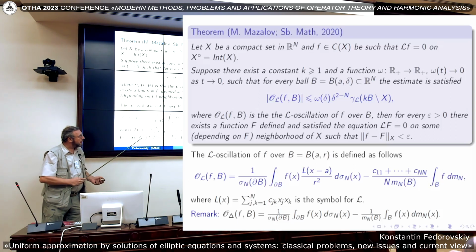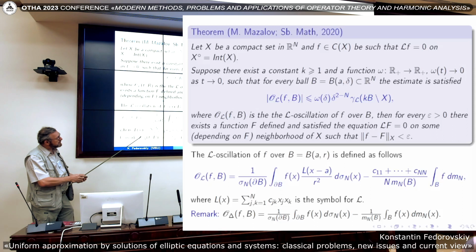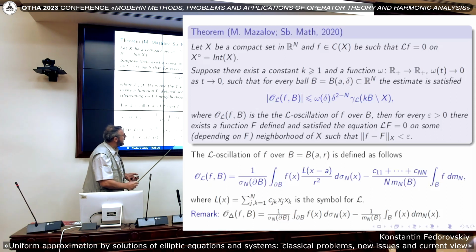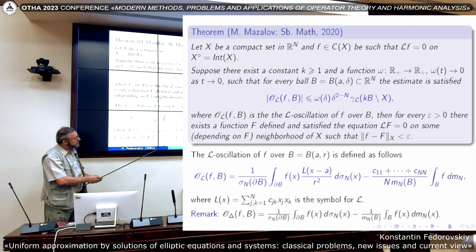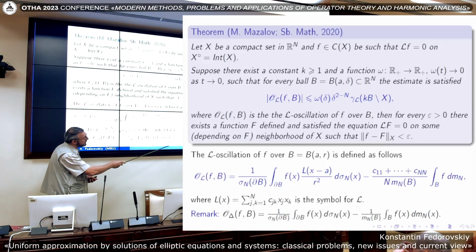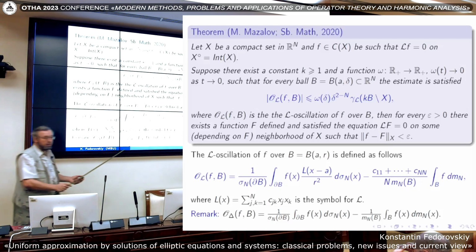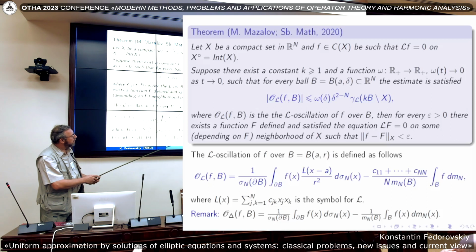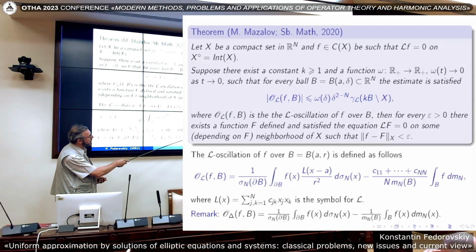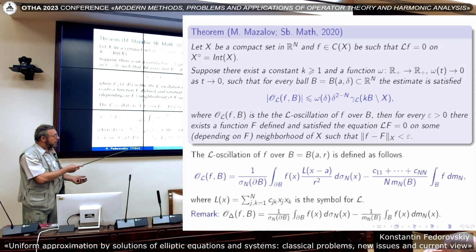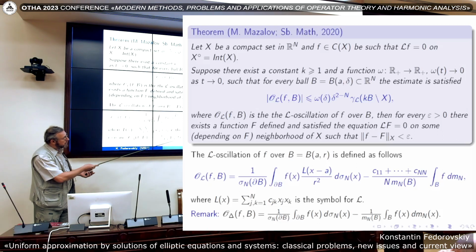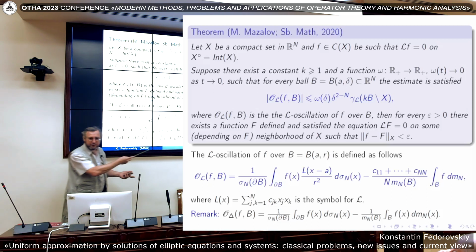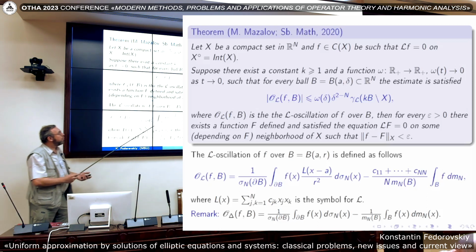Okay, to understand this formula better, I emphasize that in the harmonic case, this harmonic oscillation is just the difference between the average of our function over the sphere and over the corresponding ball. So, yes. Does the sign have meaning? I mean, you mean this sign? Yes, it's exactly, because just by the mean value theorem, if our function is harmonic, then this is the value in the center, and this is the value in the center.